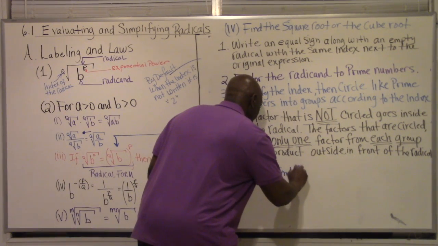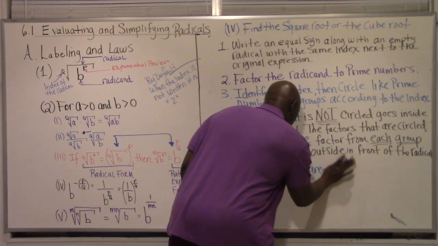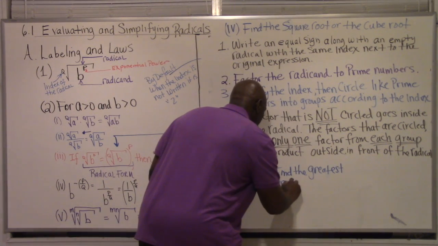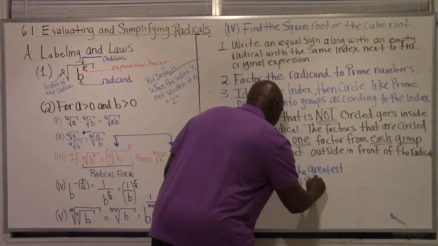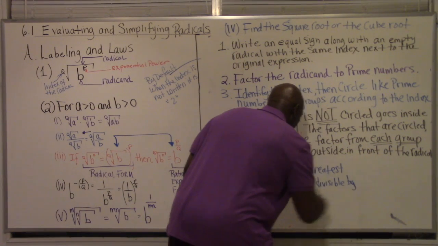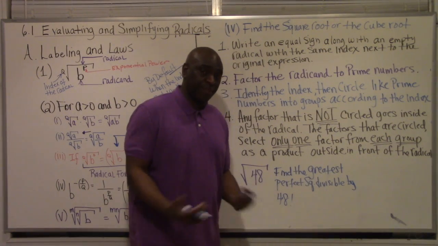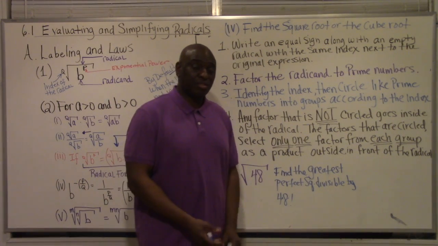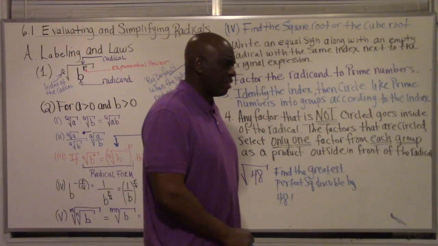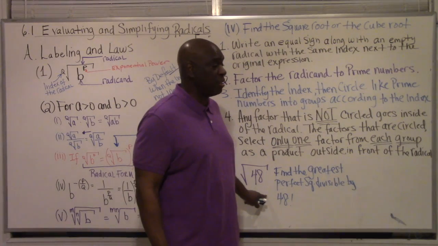You find the greatest perfect square divisible by 48. The greatest perfect square that's divisible by 48 is 16, because 16 is a perfect square. If you don't know the perfect squares, go back to lesson 4.7. Have I said that already? I think I have. Anyway, so the greatest perfect square divisible by 48 is 16.